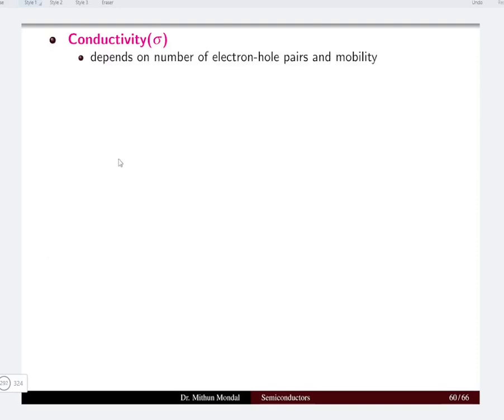The next factor we will take is the conductivity. We know that conductivity depends upon how many electron and hole pairs are there and what is the mobility of those charged particles.